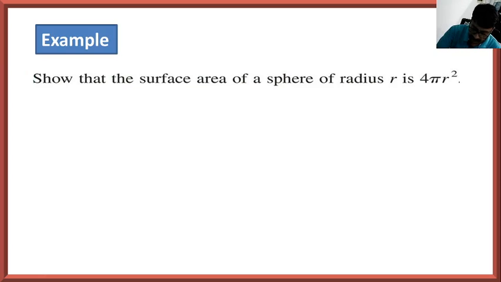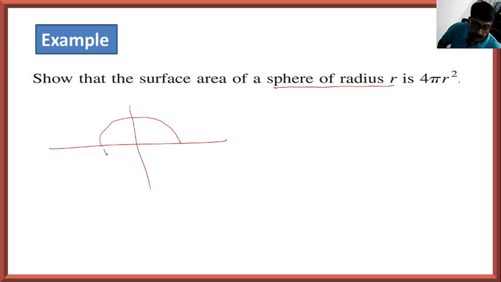Okay, now we'll take a problem: how to find the surface area of a sphere of radius r. We know a sphere is obtained by rotating a semicircle. No need of taking the whole circle. Just rotate the semicircle about the x-axis, and you get a sphere. Here it is of radius r, and therefore the parametric equation of a circle is x is equal to r cos theta, y is equal to r sin theta, where theta varies from 0 to pi.